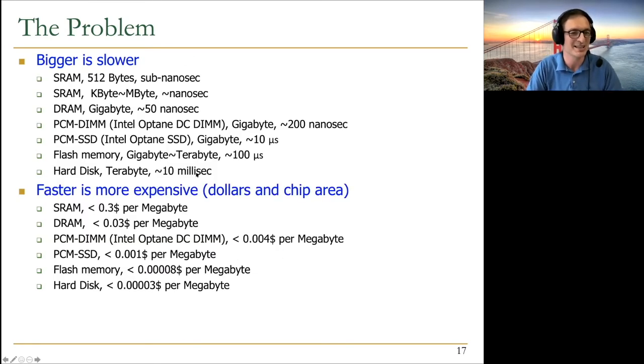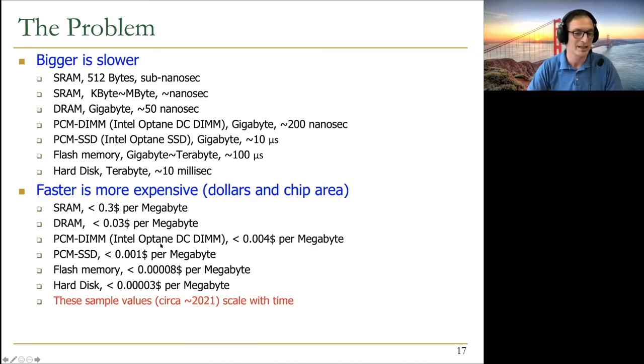Okay, so if you want to visualize the problem with today's technologies, this may not be the easiest to read, but you can see that bigger is slower. You go from smaller SRAMs to DRAM, let's say phase change memory, flash memory, hard disk. You go from sub nanoseconds to tens of nanoseconds to hundreds of nanoseconds to microseconds to milliseconds, basically. And faster is more expensive. This is actually real data from 2021. You can see that the SRAM is quite costly per megabyte, $0.3, whereas hard disk is $0.00003 per megabyte. So you can see the cost differential over here as well.